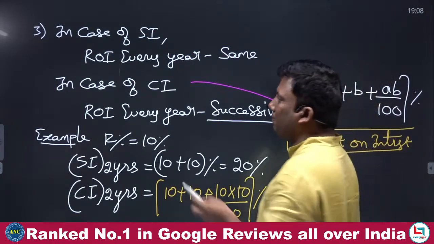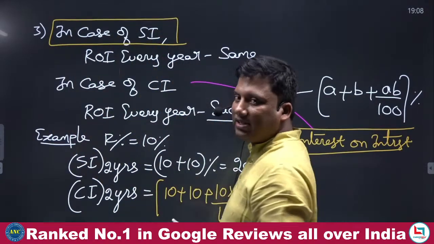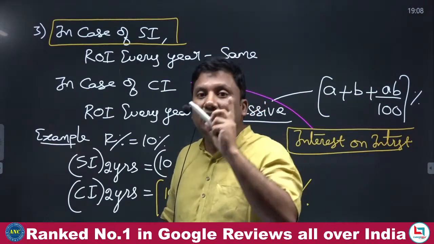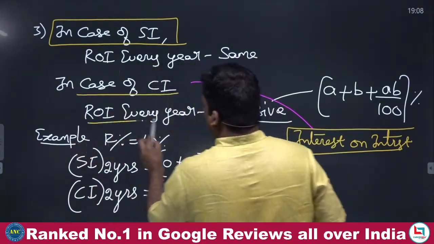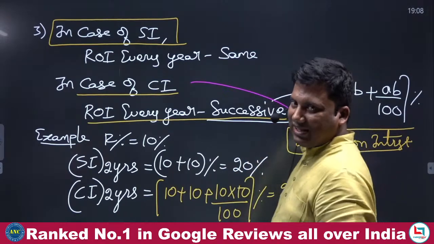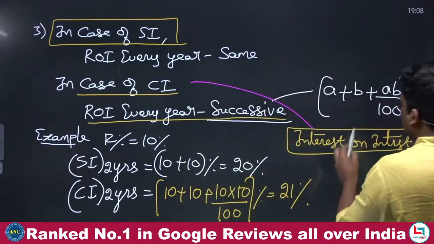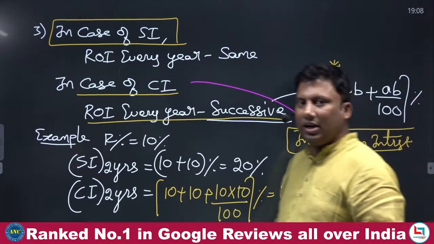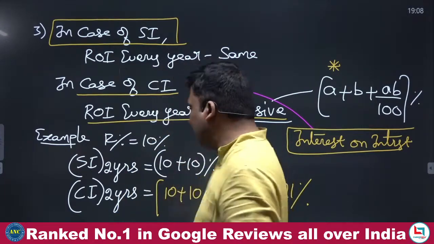In case of simple interest, rate of interest is always the same. Rate of interest is always calculated on the initial sum I took. But in case of compound interest, rate of interest is always successive. Successive is given by A plus B plus AB by 100. I hope the idea is clear.